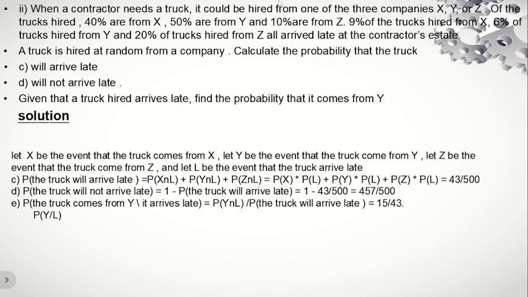So what will this be equal to? It will be equal to the probability of X, 40%, times the probability that X will arrive late, 9%, plus the probability of Y, 50%, times the probability that Y will arrive late, 6%, plus the probability of Z, 10%, times the probability that Z will arrive late, 20%. And you now get your answer to be equal to 43 on 500.